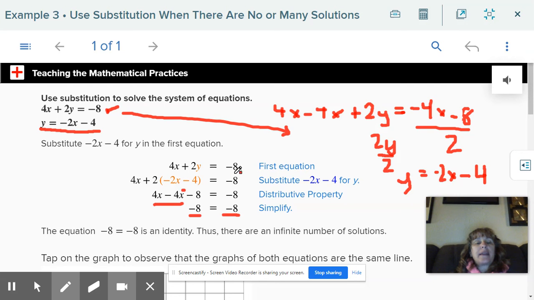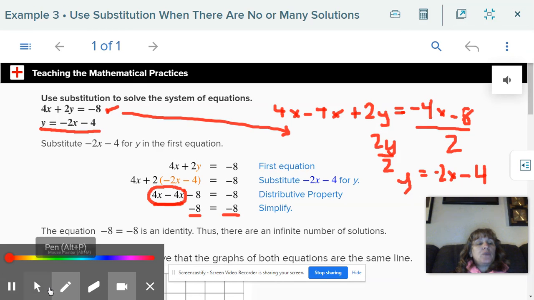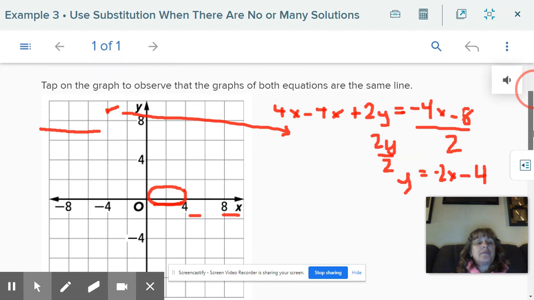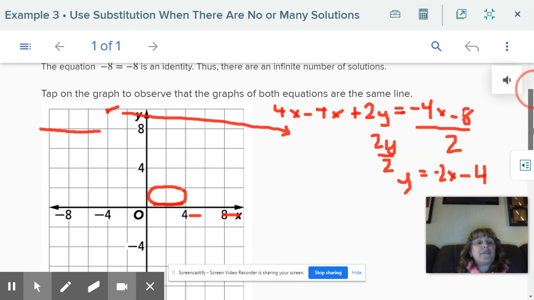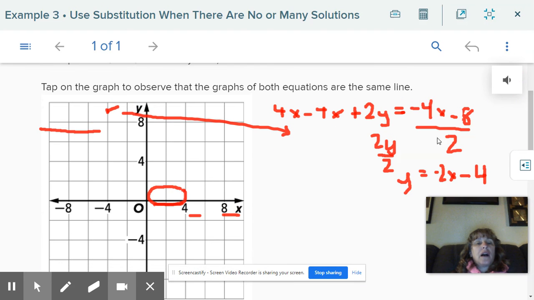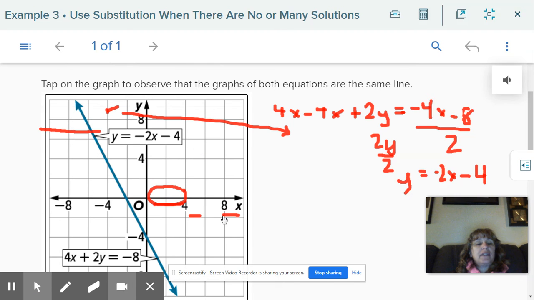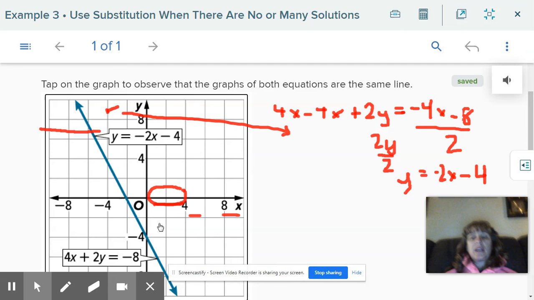And you would get the same answer if you use substitution, because right here, the x's were eliminated. So you're just left with your constants, which are equal terms. If you look at how you check this, or if you graph this, you know that both of these are the same line, and there are an infinite number of solutions.